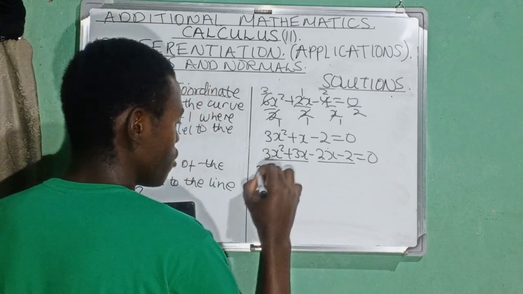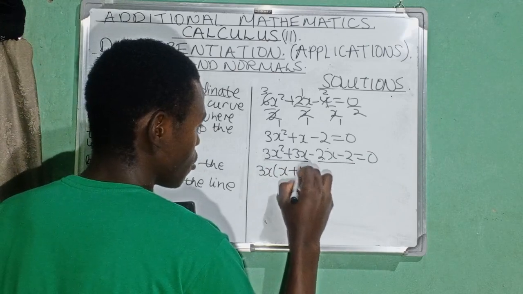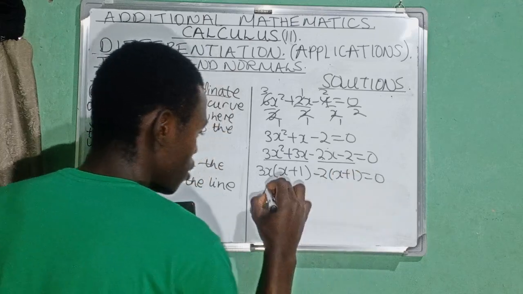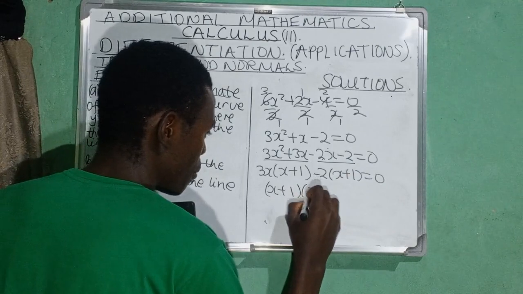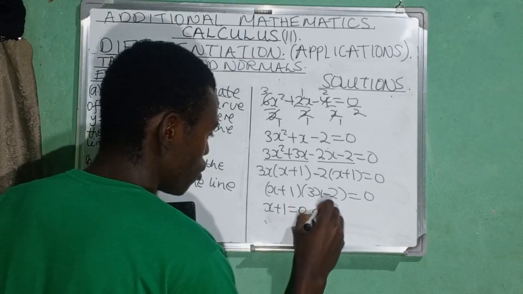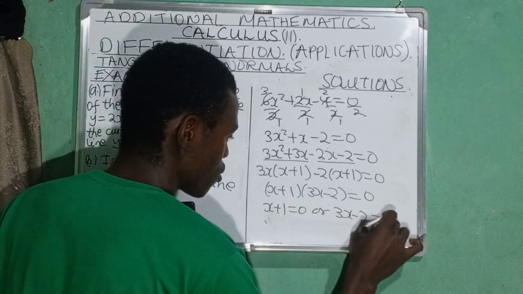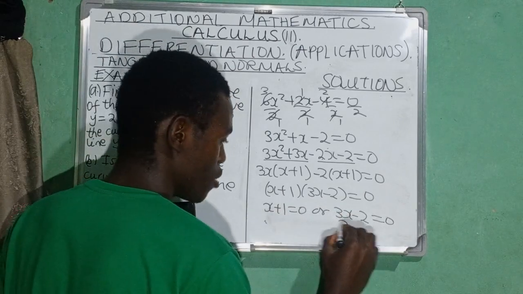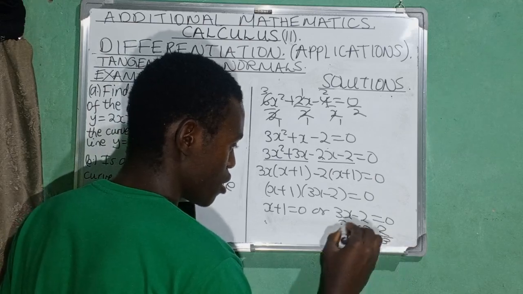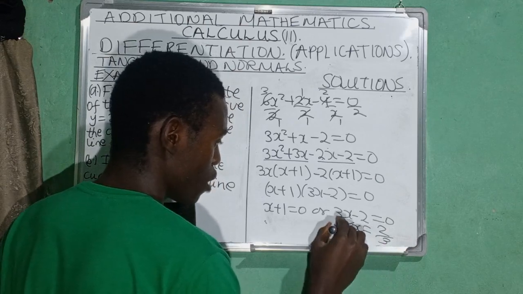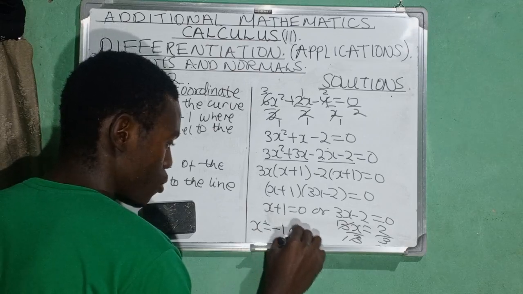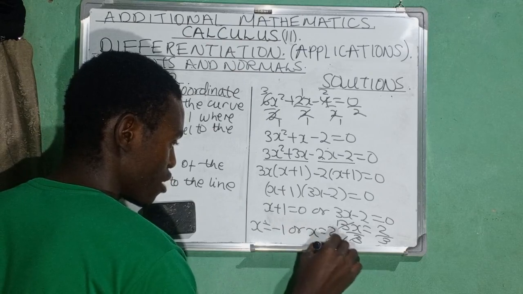It's going to become 3x multiplied by x plus 1. Factor out negative 2. It's going to become x plus 1 is equal to 0. So x plus 1 multiplied by 3x minus 2 is equal to 0. X plus 1 is equal to 0, or 3x minus 2 is equal to 0. It simply means 3x is equal to 2. We divide by 3, we divide by 3. So x is equal to negative 1, or x is equal to 2 over 3.